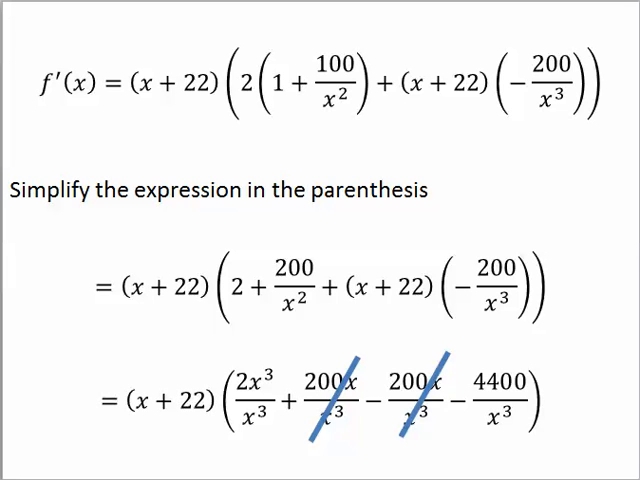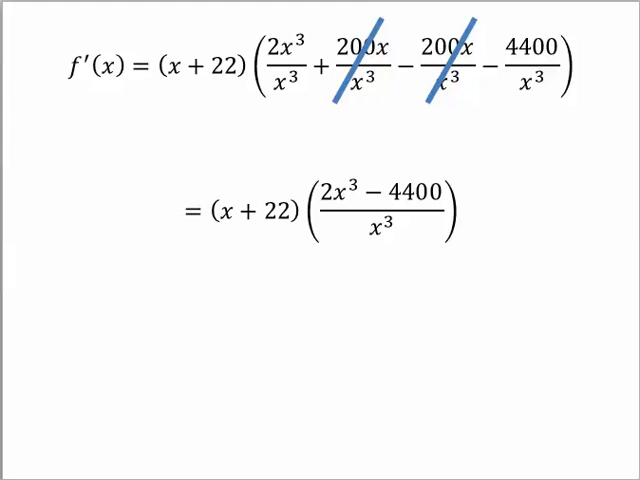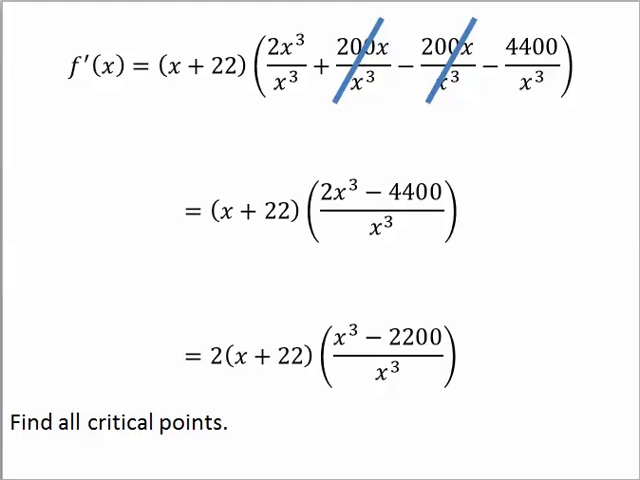Notice that the two middle terms cancel. I'm going to bring this last line up to the top of the next slide. When the two middle terms cancel and I do the subtraction, this is what I get. Notice that that numerator has two terms, both of which are divisible by 2. So I factor out the 2. And I'm ready to find critical points.